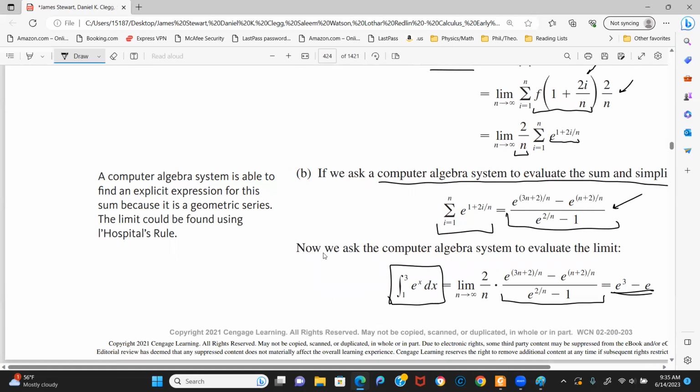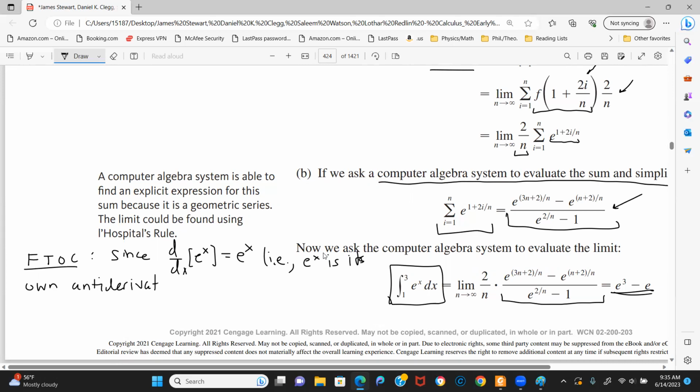But here's the short answer by the fundamental theorem of calculus. Since the derivative of e to the x is e to the x, that is, e to the x is its own antiderivative, the integral from 1 to 3 of e to the x dx is just e to the x evaluated at the top endpoint minus e to the x evaluated at the bottom. Done.